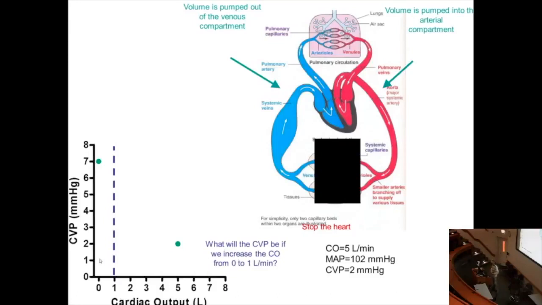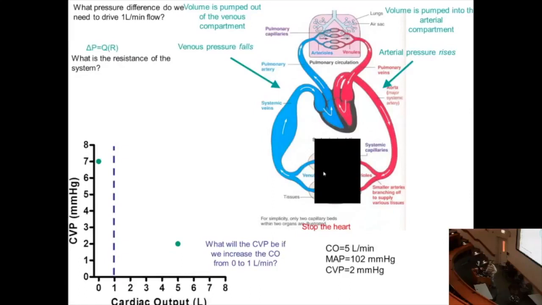But in order to build that pressure gradient, you have to remove volume from the venous side, and you have to add volume to the arterial side. And you will do that until the flow is equal, cardiac output of 1, flow across the system 1. Okay? So we can do a little bit of calculation to decide what that pressure difference has to be.